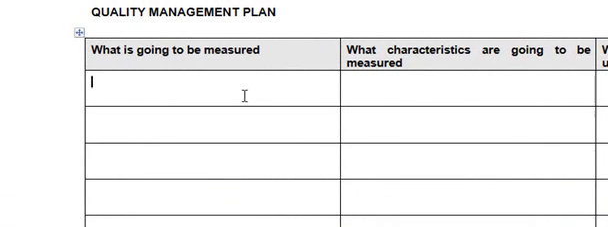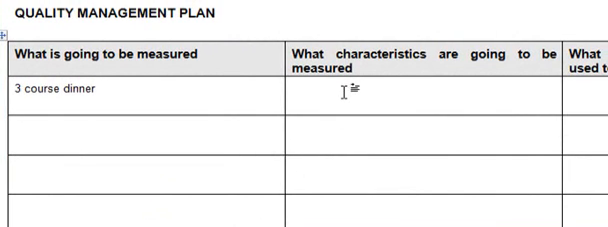So the example we'll use is a 3-course dinner. Going back to some examples we've had, there was the Christmas party. At the Christmas party, one of the deliverables was a 3-course dinner, so we're going to use that for our purposes today. Now we've got to come up with what would mean a quality 3-course dinner. How would we know that the 3-course dinner is in fact the quality that we expect?